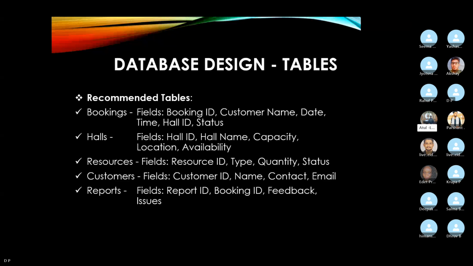Okay, good. Recommended tables: booking fields, booking ID, customer name, date, time, hall ID, status. Hall fields: hall ID, hall name, capacity, location, availability. Very nice. Resource fields: resource ID, quantity, type, status. And what is the name of the resource? You missed out the name of the resource. Type is table, chair, but I might have a table of five sizes: very small, center table, glass table. So think on that particular perspective as well.